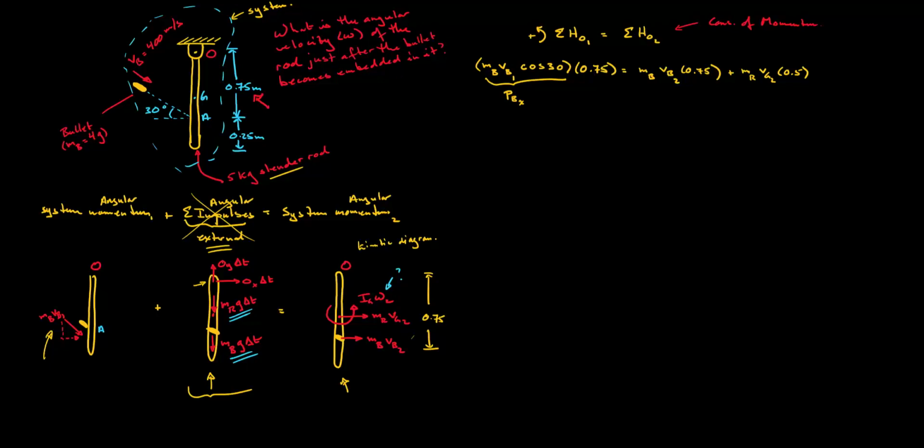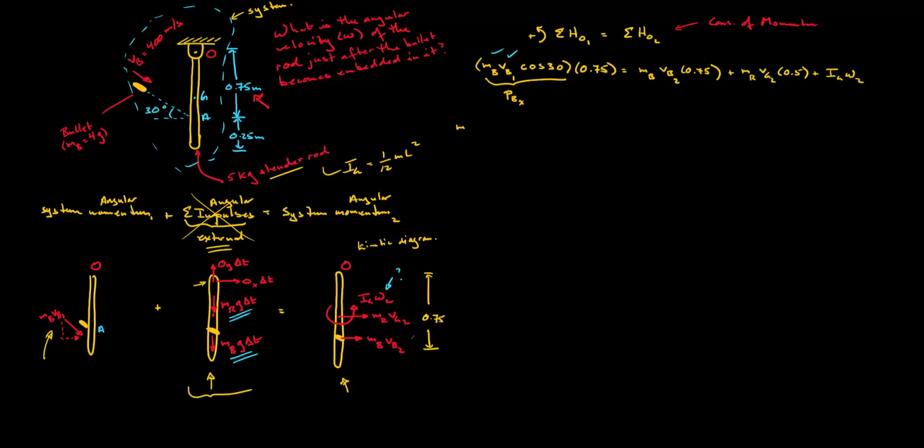Now we're dealing with a slender rod. So if we're dealing with a slender rod, our IG term is 1 over 12 ml squared. So here, why don't I just write this as IG omega 2, and then I'm going to expand on this in the next line. Okay, so the velocity of the bullet initially is known, the mass of the bullet is known, so everything on the left-hand side is known.